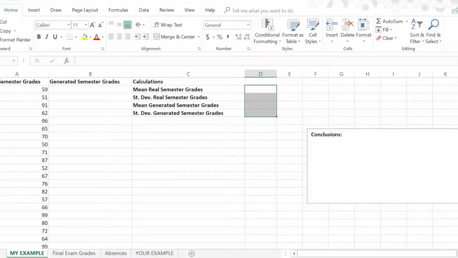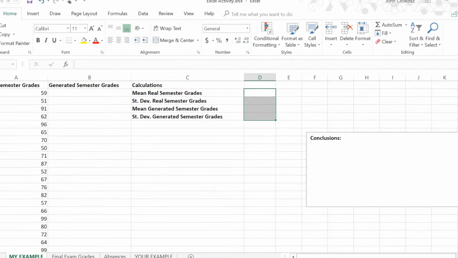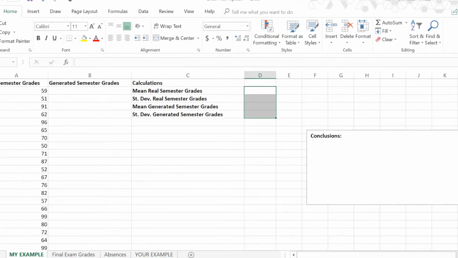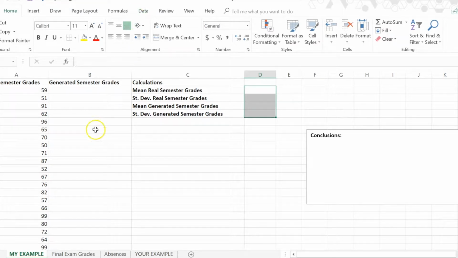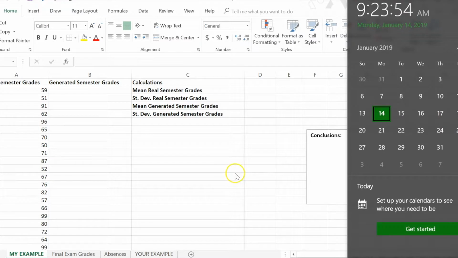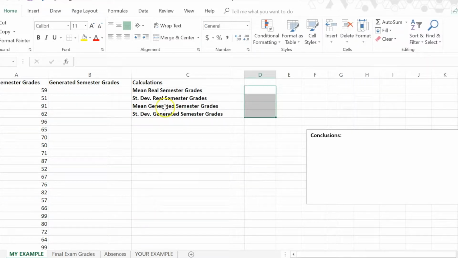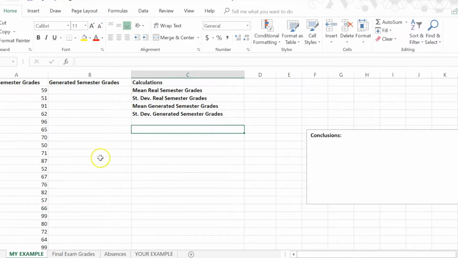Okay, so we're working through the Excel data activity here that we started last week on Friday. And again, it's due Thursday, January 17th. Check dates right. Yes, the 17th. Okay. So I deleted everything, so we're just going to start from scratch here on working through this.